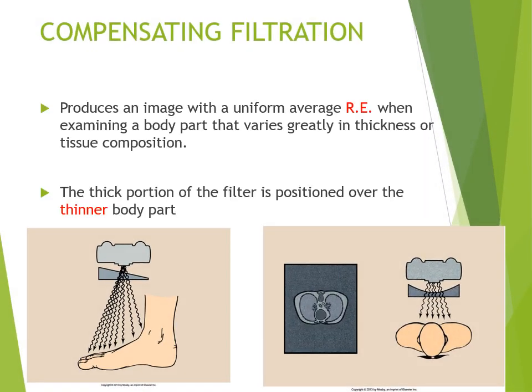Compensating filtration produces an image with a uniform average receptor exposure when examining a body part that varies greatly in thickness or tissue composition. What you want to do is put the thick part of the filter over the thinner body part. So in this case, we put the thicker part of the wedge filter over the toes. This is called a wedge filter up here. And the trough filter, we're going to put the thicker part over the lungs. So with a trough filter, we put the thicker part over the lungs for a chest X-ray.